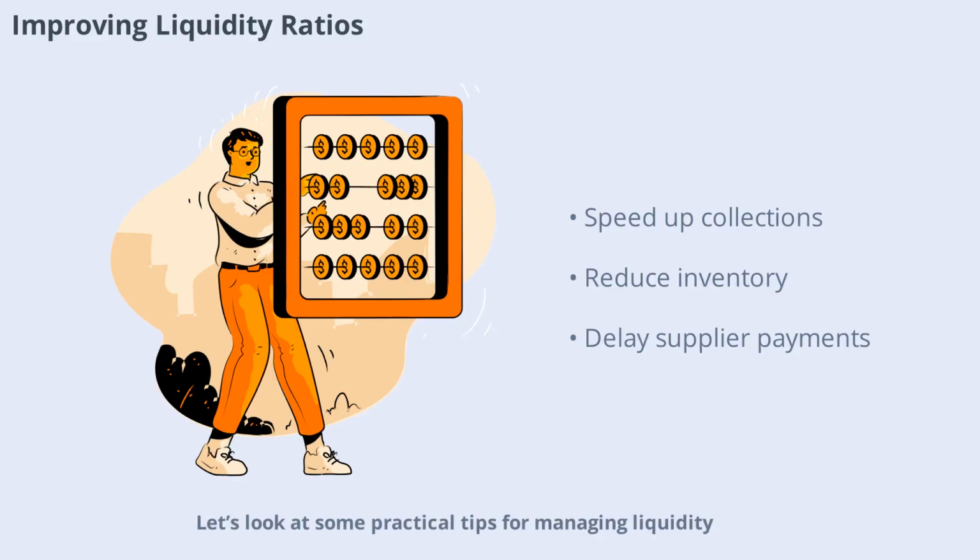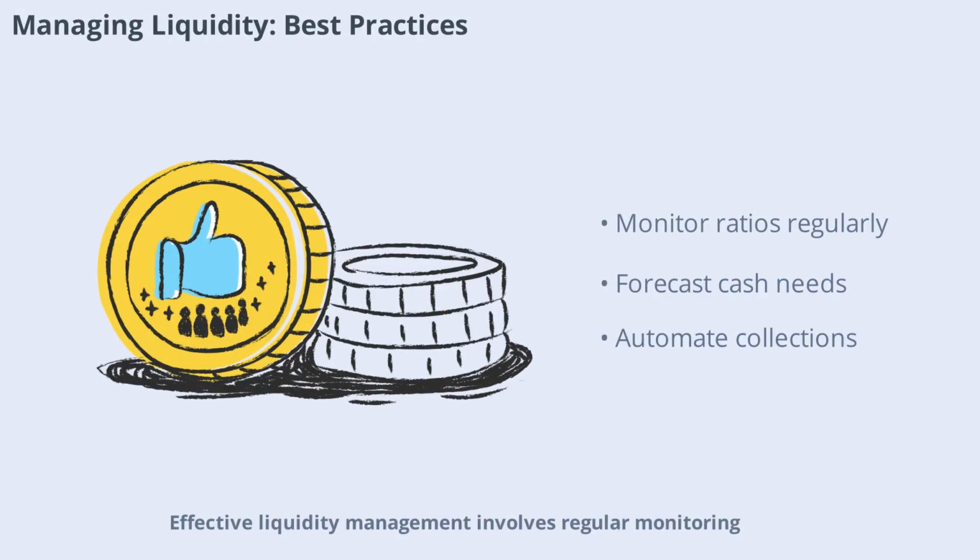Let's look at some practical tips for managing liquidity. Effective liquidity management involves regular monitoring, forecasting cash needs, and maintaining good relationships with banks and suppliers. Companies should set internal targets for liquidity ratios and review them frequently. Using technology to automate collections and payments can also help. By staying proactive, businesses can avoid surprises and ensure they always have enough cash to operate smoothly.